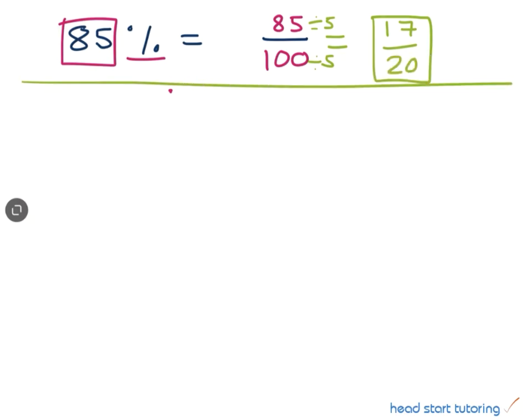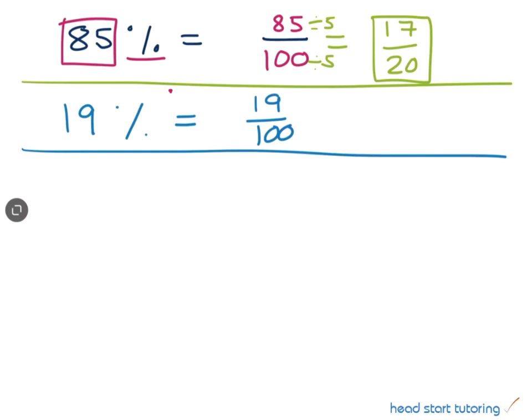Right, let's have a look at 19%. 19% will give us 19 over 100, and we cannot simplify 19 over 100 any further. So quite simply, 19% is equal to 19 over 100 as a fraction. Let's have a look at 37.5%.